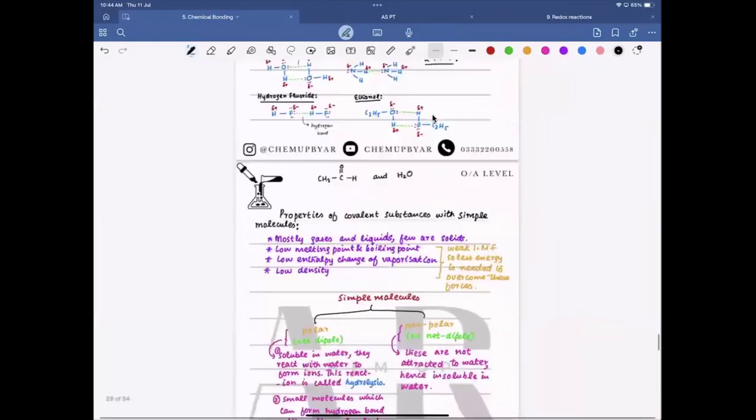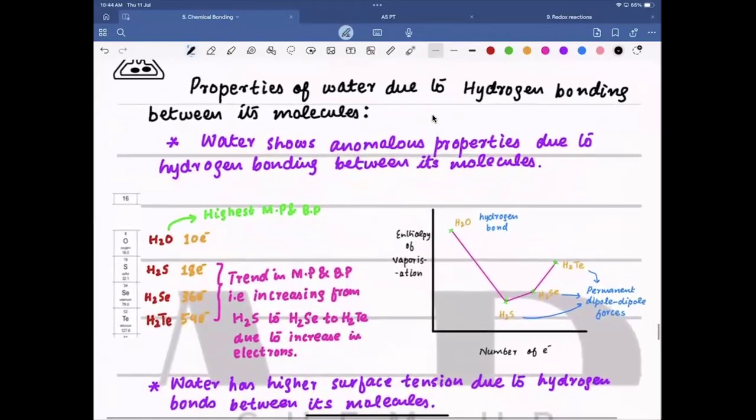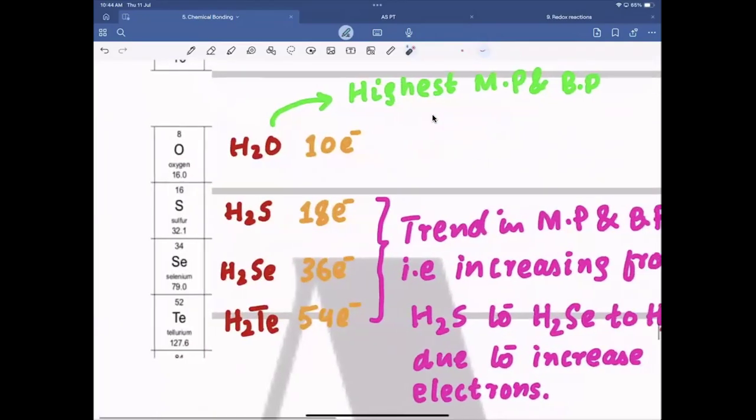Yes, sir. Okay. Now we have a property of water due to the hydrogen bonding between its molecules. Water basically shows anomalous properties due to the hydrogen bonding between its molecules. The first anomalous property is its high melting and boiling point. If you see the other elements of this group, as oxygen is forming water with the hydrogen, the other elements also form the same compound with the hydrogen. Yes, sir. And all of them are going to be the same shape, bent.